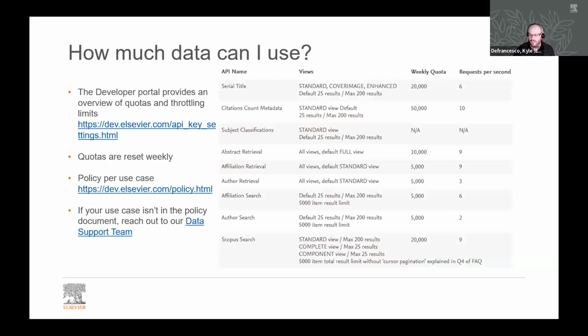Another big question is, are there any limits on how much data you can use? As you can see, the rate limits vary depending on the API and how much data you can use on a weekly basis. The developer portal I'm going to jump into in just a second will also show you these details, so don't feel like you have to read through all of this. I will show you how to locate this on your own in just a moment. But just note that all of these quotas and rate limits are reset on a weekly basis.